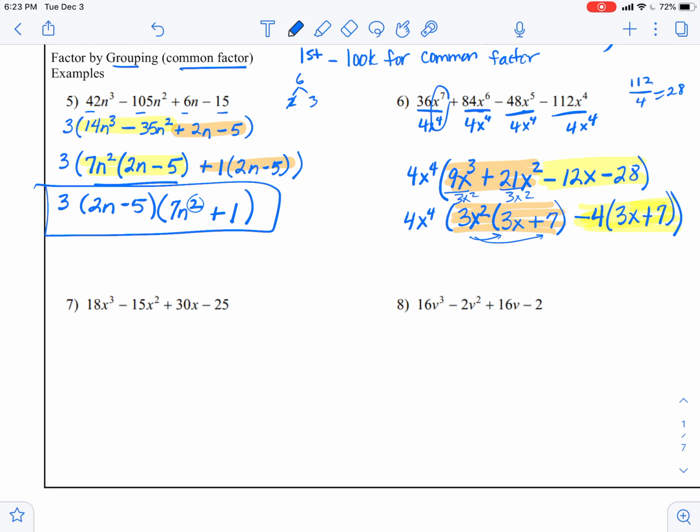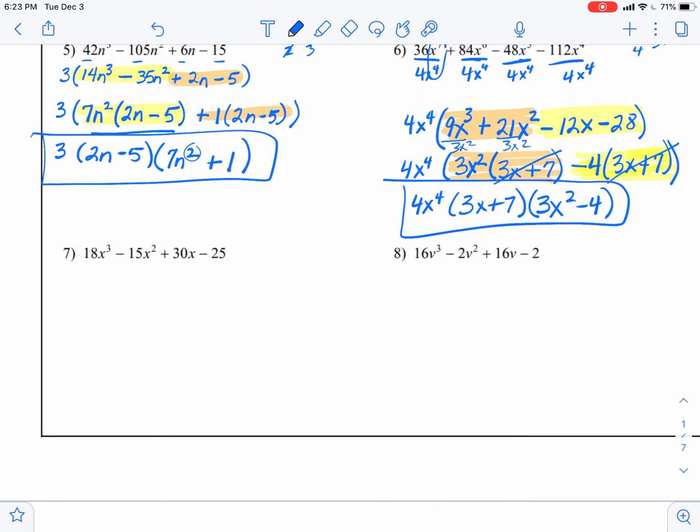Okay, now I'm going to look to see what do these two have in common. And so we're going to carry that on out in front. We're going to see that they both have a 3x plus 7. So take out your common factor. And then sometimes I'll just kind of slash through it, because once I take it out, that's a 2. That's what I have left. Okay? And then again, you would check the 3x squared to see if it would factor. It won't factor any further, so that is it. Final answer.